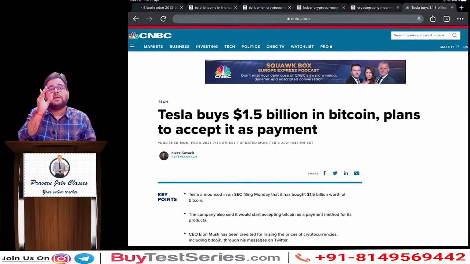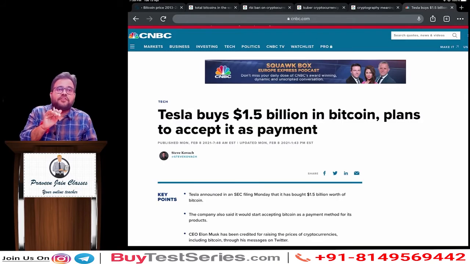Now, just imagine, a billion is one hundred crores we are talking. So 100 crores into 1.5, and that too in dollars we are talking. So dollar 1.5 billion of Bitcoin has been purchased by Elon Musk or Tesla. And now he also made one statement. This all happened in February 2021.